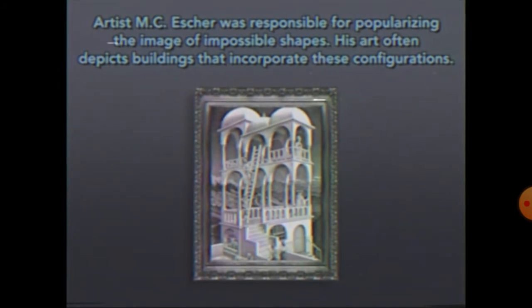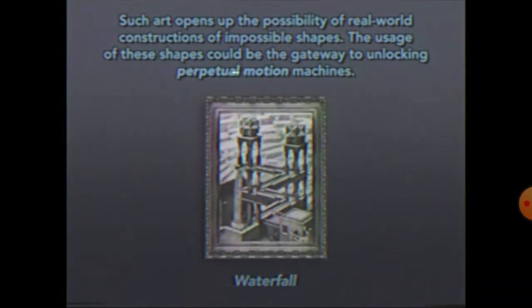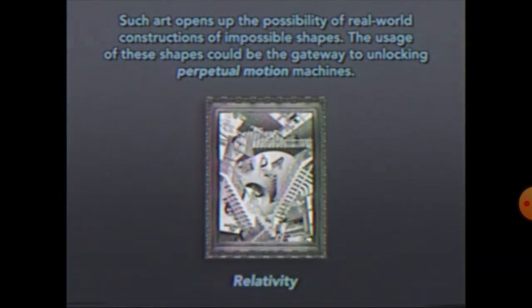Artist M.C. Escher was responsible for popularizing the images of impossible shapes. His art often depicts buildings that incorporate these configurations, such as that one. Such art opens up the possibility of real-world conditions of impossible shapes. The usage of these shapes could be the gateway to unlocking perpetual motion machines. Impossible shapes have the capability to lead us toward infinite energy.